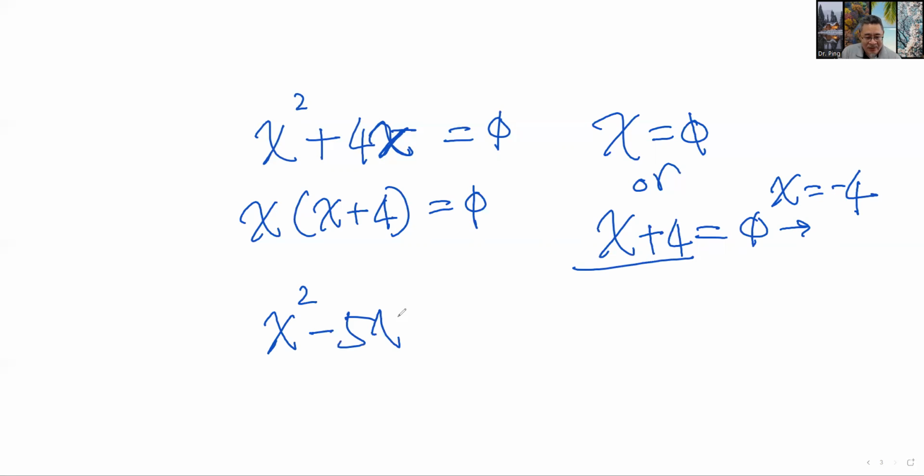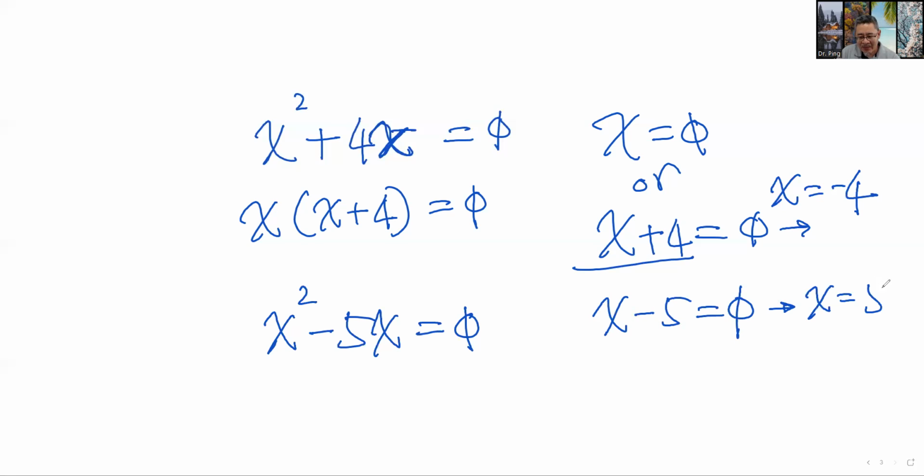Now x squared minus 5x equals 0. So what do we got? Either x minus 5 would be equal to 0, which would mean that x would be 5, or x equals 0, right? Yes. Very good.